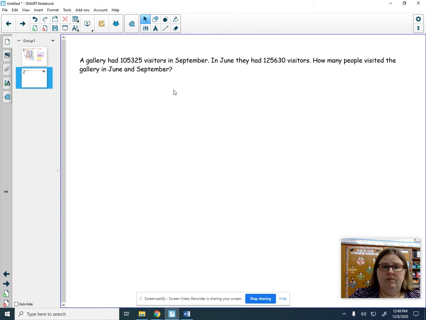So now we're going to move on to our last problem. This is a 6-digit number. Again, same process as we've done all along. We're just using 6 numbers. So now we're up to the 100,000s place value. So a gallery had 105,325 visitors in September. In June, they had 125,630 visitors. How many visitors did the gallery have in June and September?